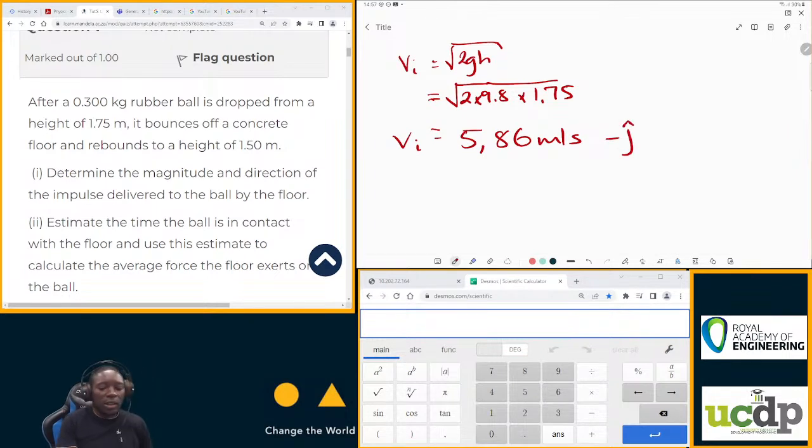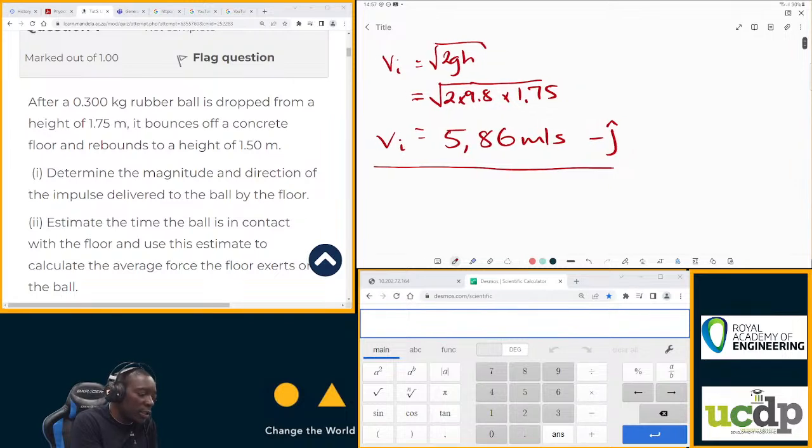So this is downwards. This is a vector, so it has direction. You give it with a vector. That will help you when you remember momentum is a vector. When you do your operations on the momentum, the signs are very important.